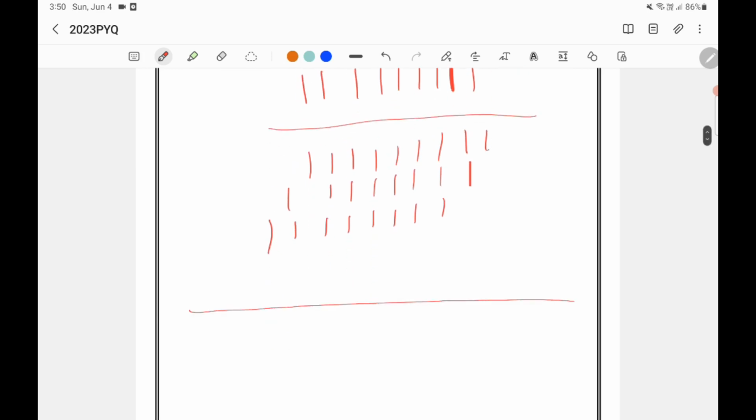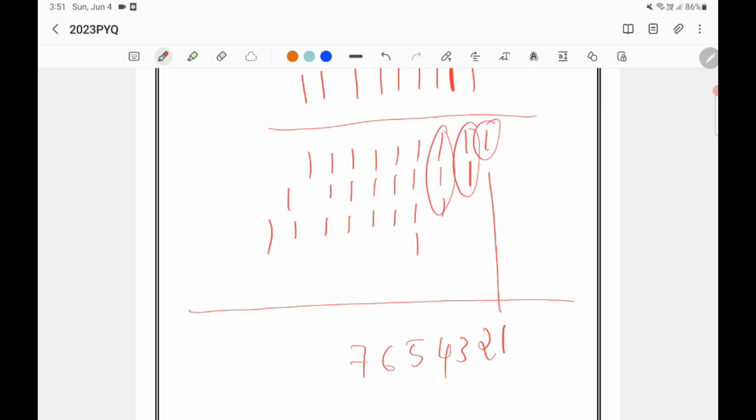So if I am adding all these things, first 1 will come here. Second, 1 plus 1, 2 will come here. Then 3 will come here. Then at the next stage 4 will come here. 5 will come, 6, 7, 8, 9 will come. Then again it will come 8, 7, 6, 5, 4, 3, 2, 1. In this way it will come.